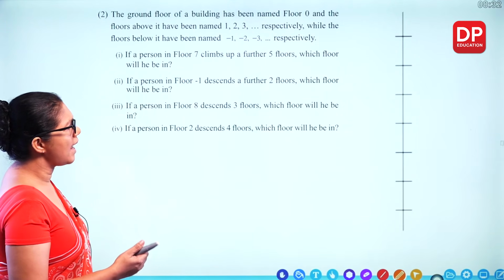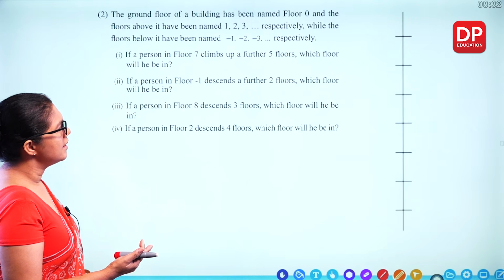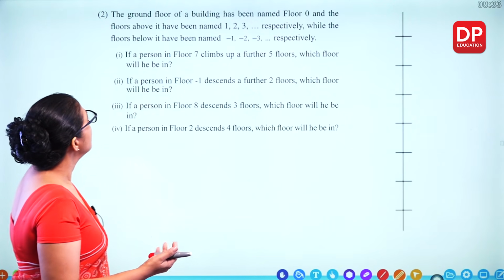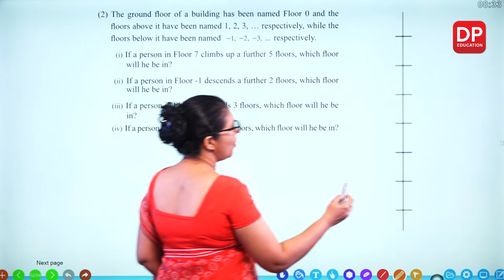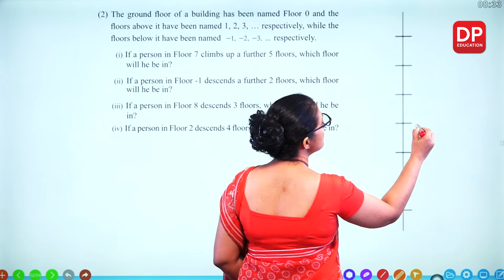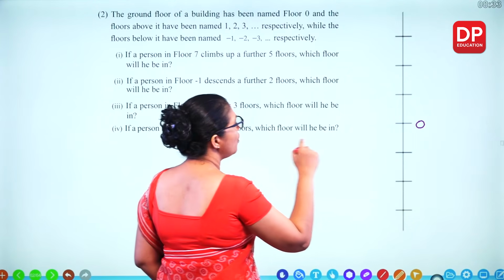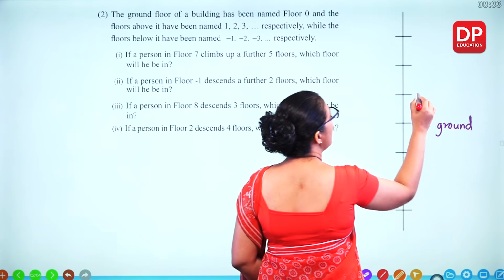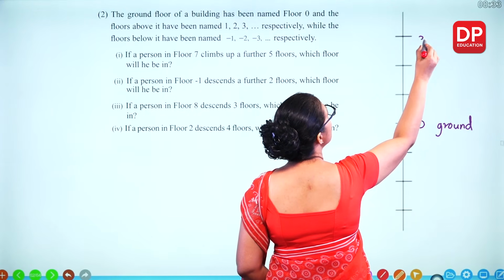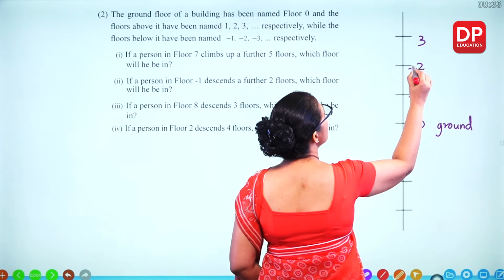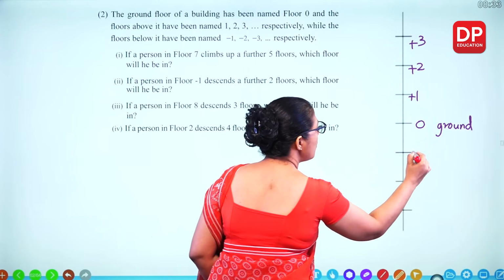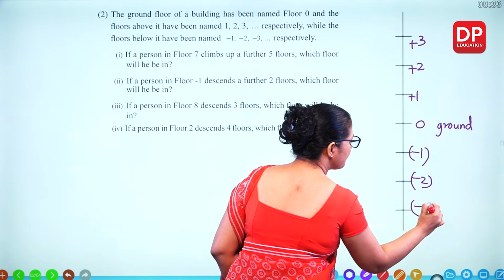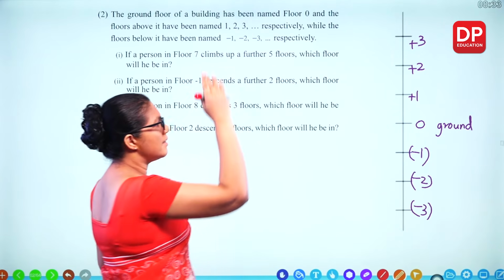So you can think of the number line. So when you take the number line, 0 is the ground floor, and 1, 2, 3 go up like that, plus 1, plus 2. And down, this is minus 1, minus 2, minus 3. So this goes down and that one goes up.